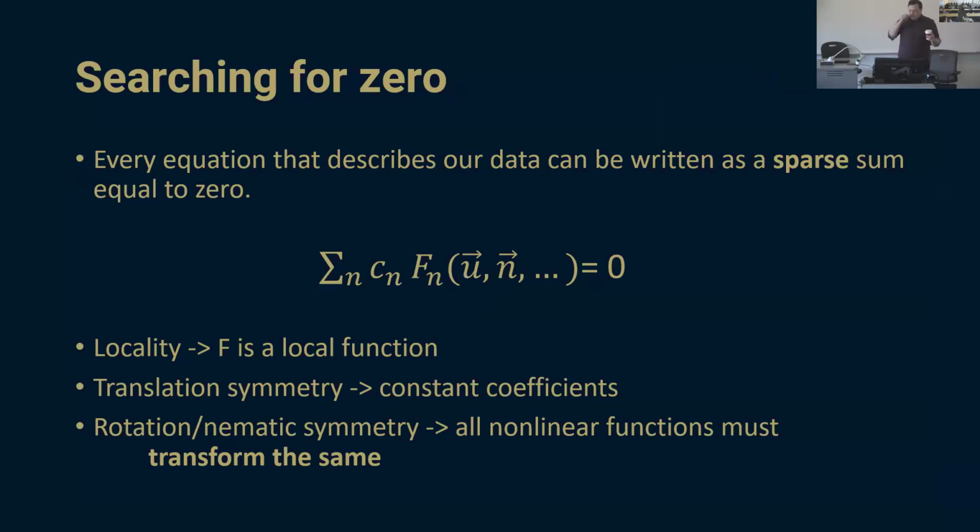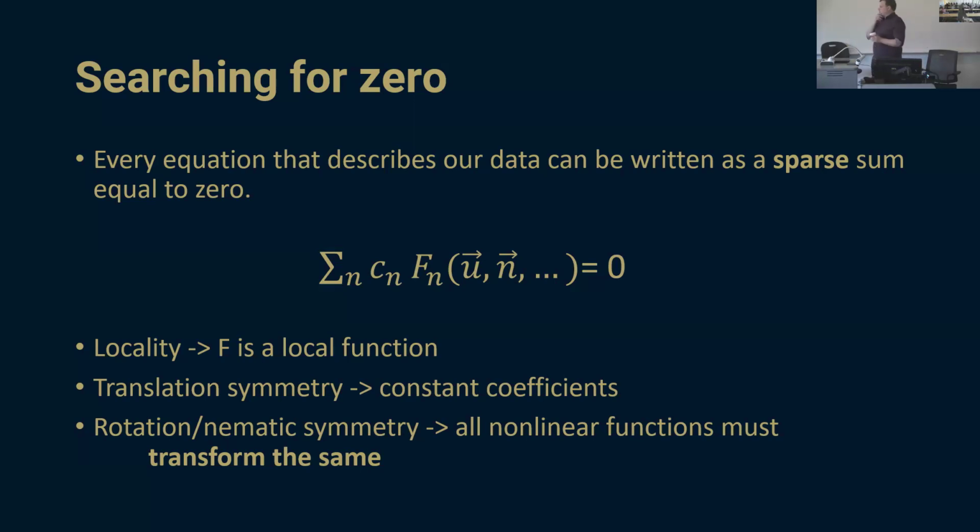Okay, so the whole idea is that we want to search for a zero. Every equation ever can be written as a sum of things equaling zero. If you have A equals B, just subtract B from both sides. So we want to find a sparse sum of interesting functions using our data which equals zero. And we're going to assume locality. We'll assume some principles from physics like locality, so that F should be a local function. We shouldn't be multiplying the flow velocity here and here. It should be a local object. Translational symmetry tells us that any coefficients in our model should just be constants. They can't have any inherent spatial temporal dependence.